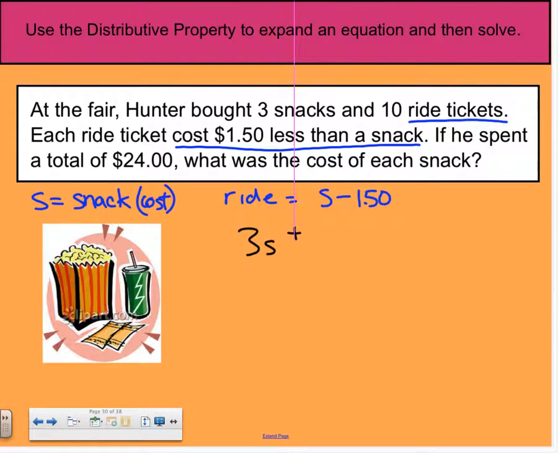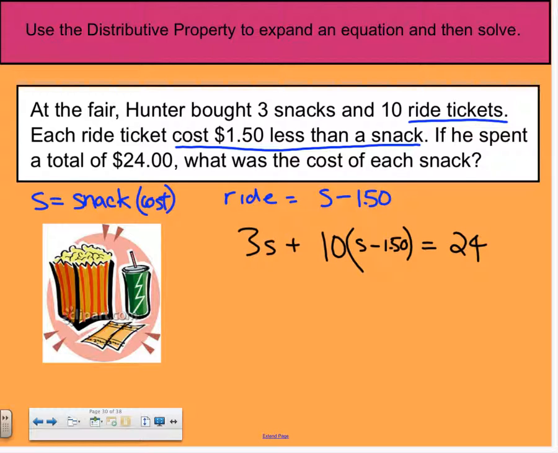We've got 3S plus, now I've got 10 ride tickets. So I'm going to have to write 10 of these ride tickets, which are S minus $1.50. And that's where our distributive property comes in. And that all equals what? 24.